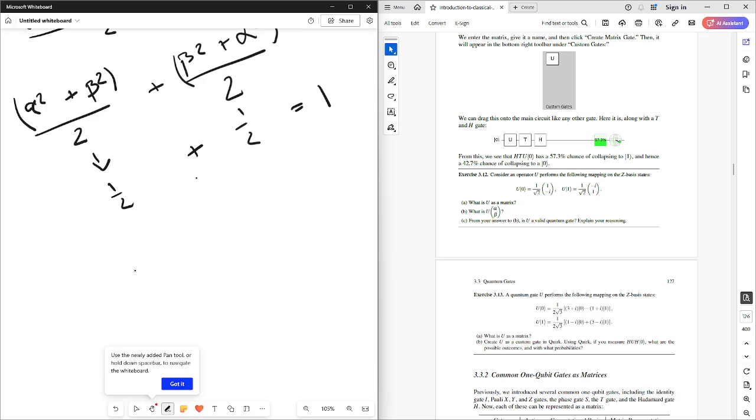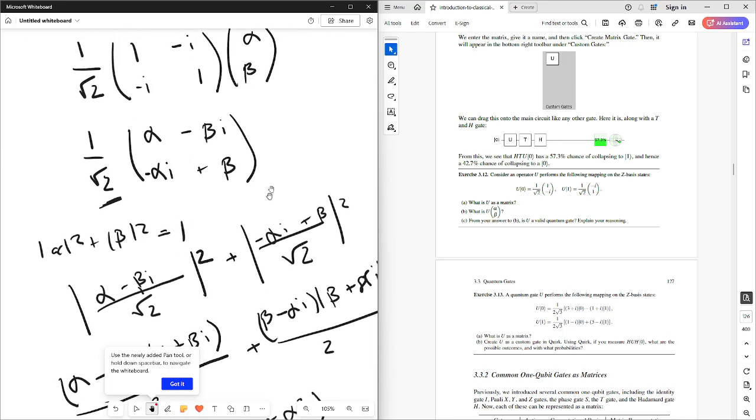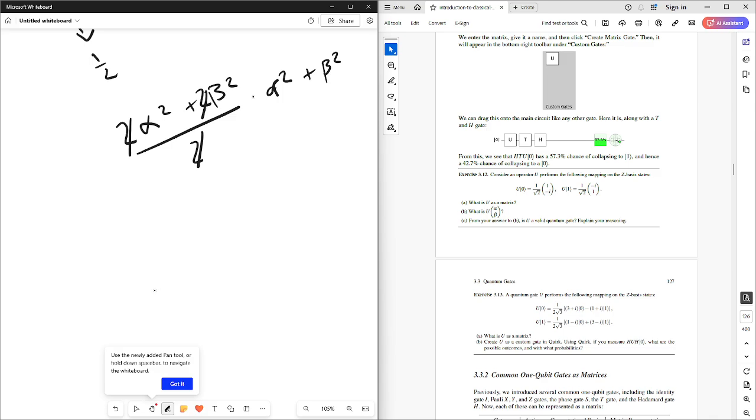Or if we want to see how it breaks down algebraically, we have 2 alpha squared plus 2 beta squared over 2. Take the 2 out, and we're left with alpha squared plus beta squared, which is the same thing. So these new amplitudes maintain normalization. So U is therefore a valid quantum gate.